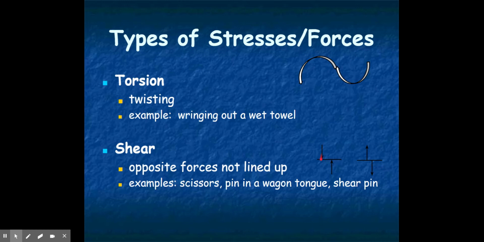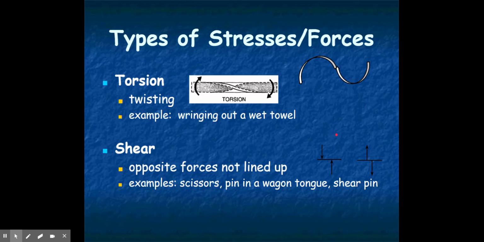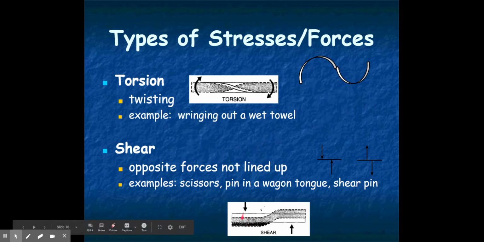Whereas shear is a lot like compression and tension in that you've got either going towards each other, the forces, or away from each other, but they're not on the same plane. See here, this one's going here, this one's going here. They're not lined up, and neither are these two lined up. So that is shear. A perfect example is scissors. Scissors, the tongue of a trailer. So here you go. Torsion is a twisting motion, like turning out a wet paper towel. Or shear is when you got a force coming this way, and then here's the shear zone where it's being sheared. And scissors is a great example.